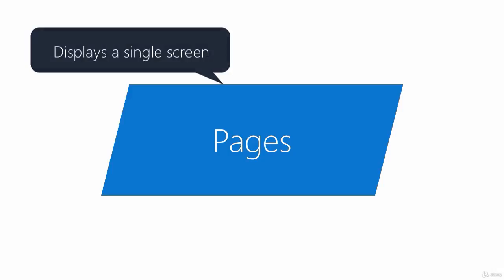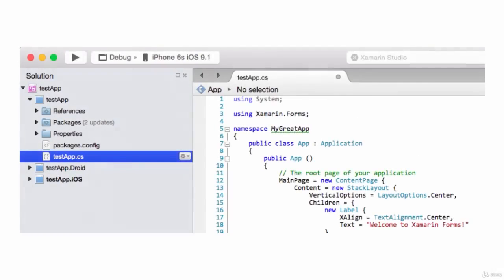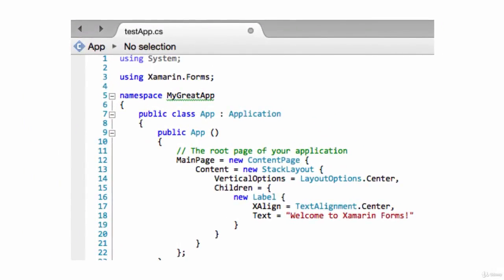The page is used to display a single screen to the user. It defines the UI, either in code or markup, and provides the behavior for the screen. The application class will always identify the starting page through a property, and then you can create the other pages to navigate to through various built-in mechanisms.